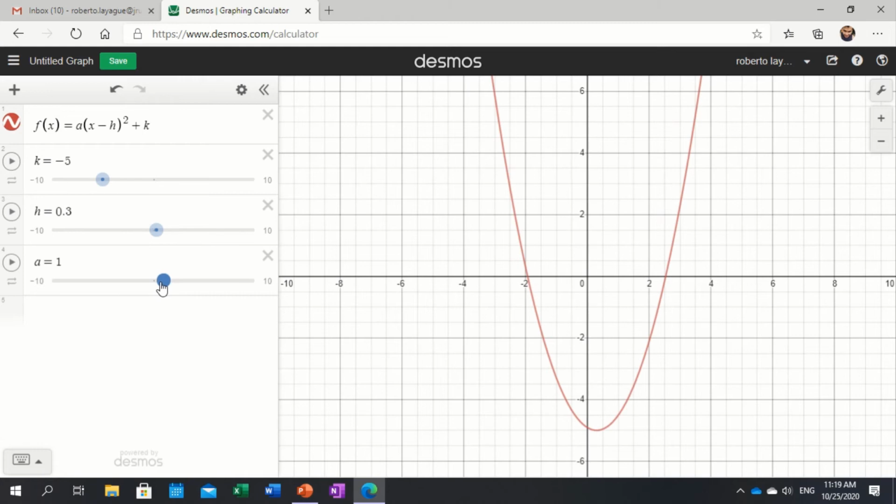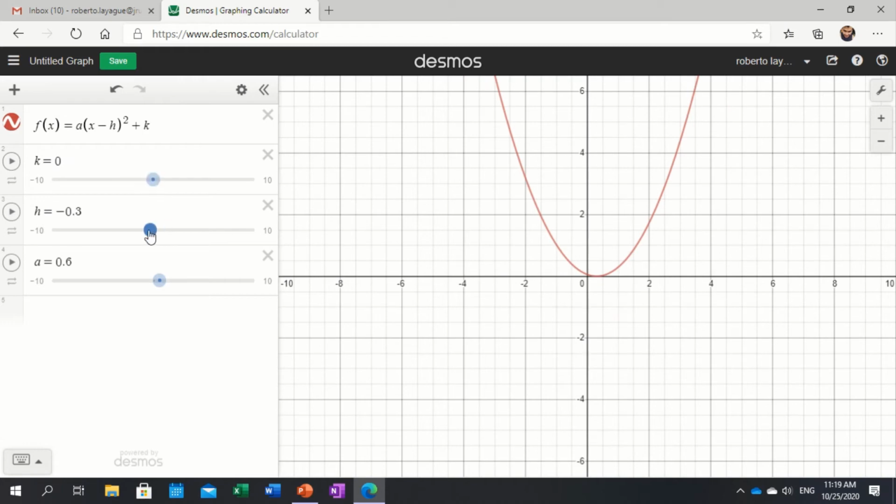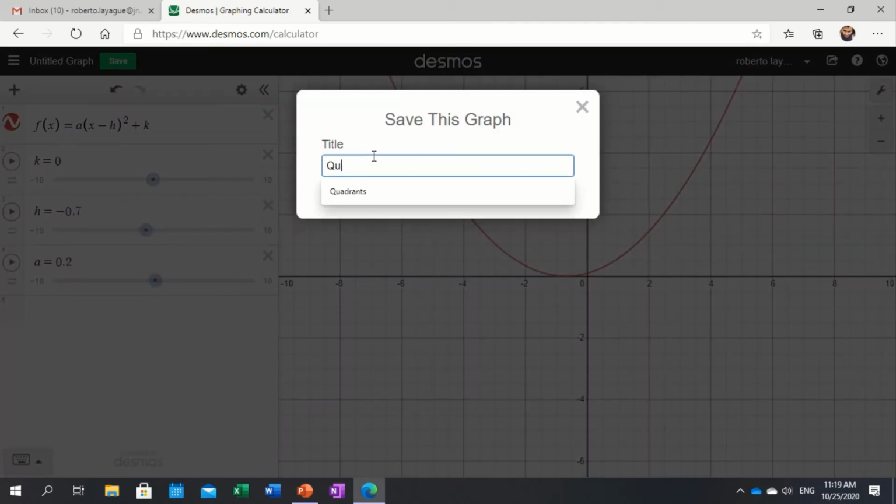And now, if this is working, as you can see, let me just have it in this way so that you would see. If a is positive, it's upward, and then downward otherwise, right? So that's how you manage your quadratic if you want to have a slider. Okay, so let me just save this one, quadratic with sliders.